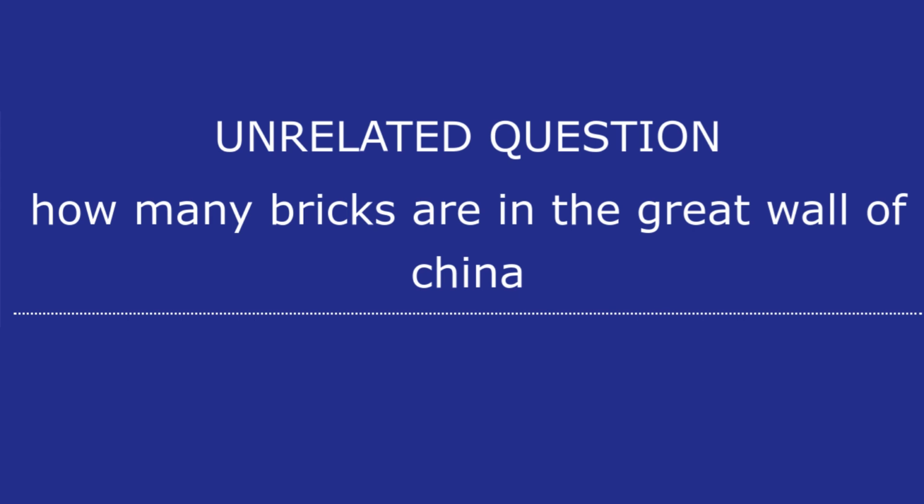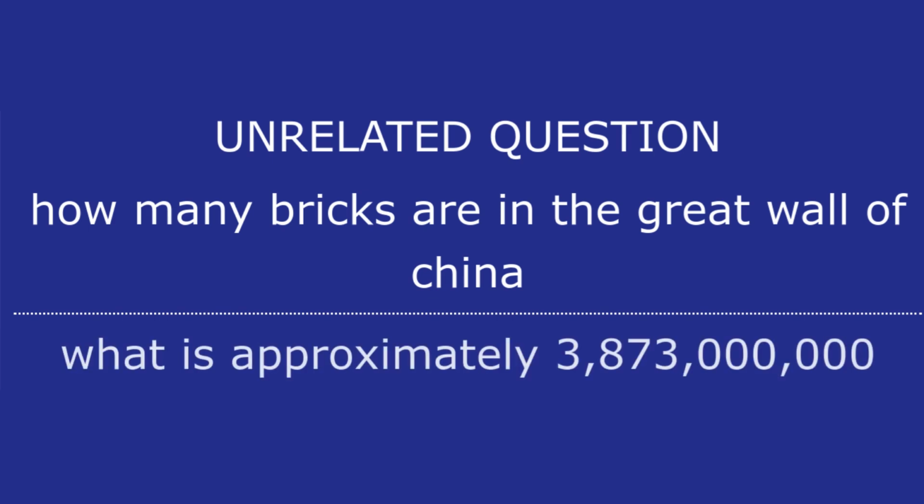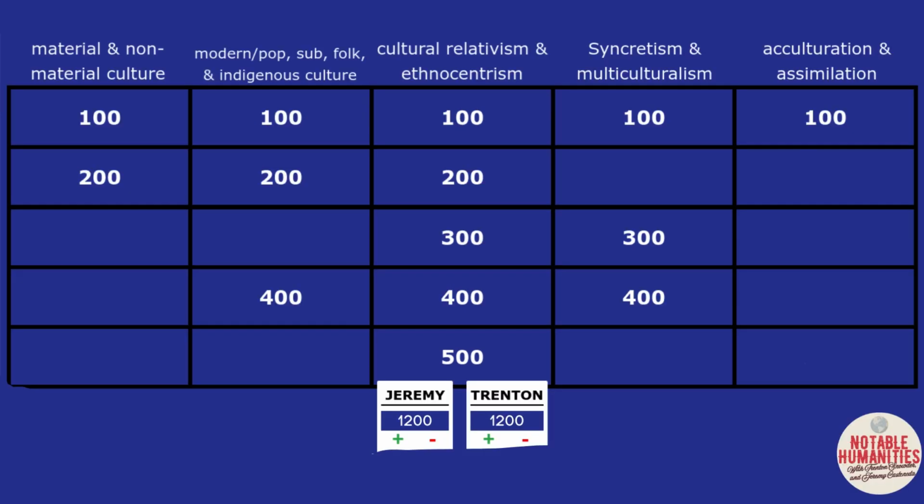Syncretism and multiculturalism for 500. This is an unrelated question. How many bricks are in the Great Wall of China? What is around 8 billion? What is approximately 3,873,000,000? Both contestants are tied for $1,200, and Trenton will go first in the Jeopardy round when we return.